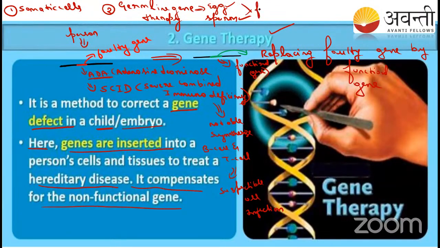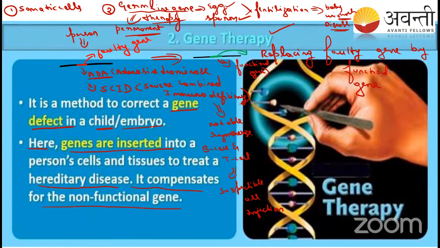Then we will do the fertilization. Then the zygote will form and the baby will be born without the disease. The baby will be born without the disease, right? So this is what they do in germline gene therapy. So germline gene therapy is a permanent cure. It will be a permanent cure for any disease.